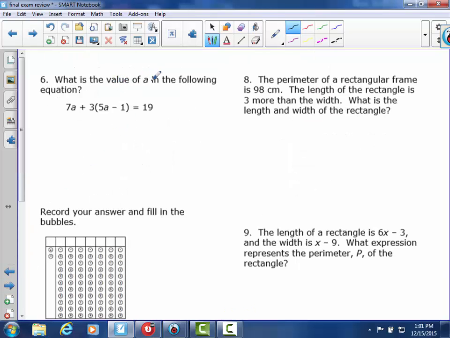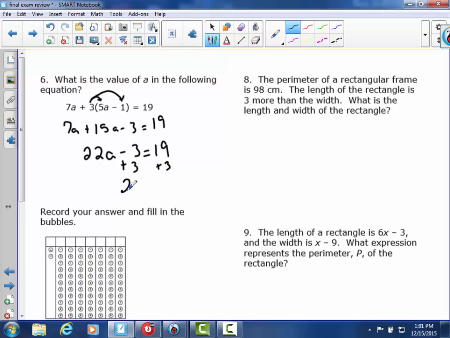What is the value of a in the following equation? All right, this is, again, one we can do by hand or use our n solver. If you're doing it by hand, remember to distribute both. So we get 7a plus 15a minus 3 equals 19. So 7 and 15 makes 22. Then we would add the 3 to both sides. 22a equals 22, a equals 1. So positive 1.